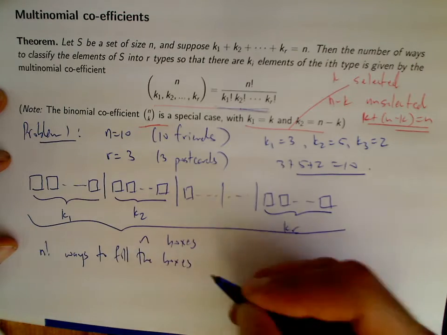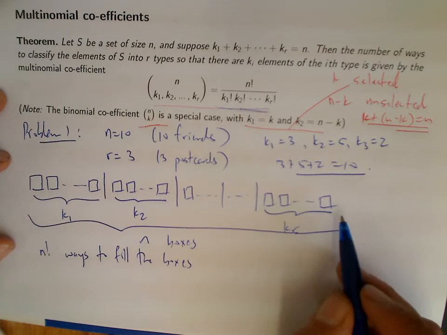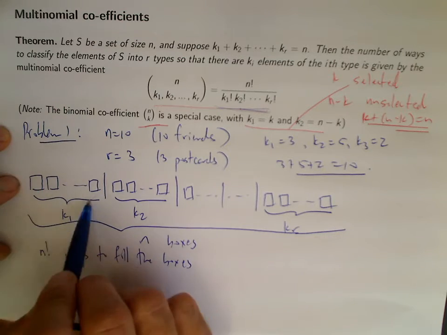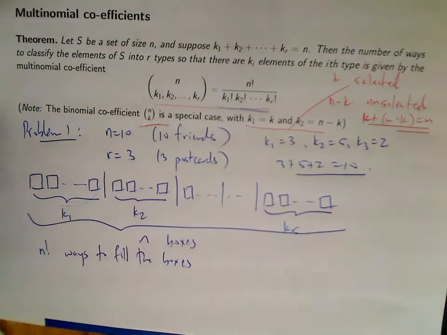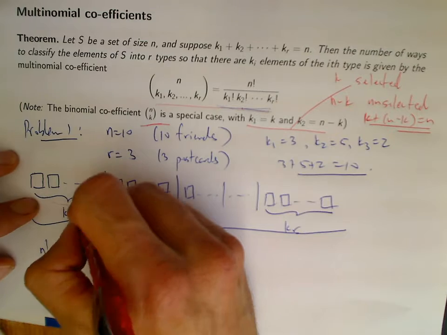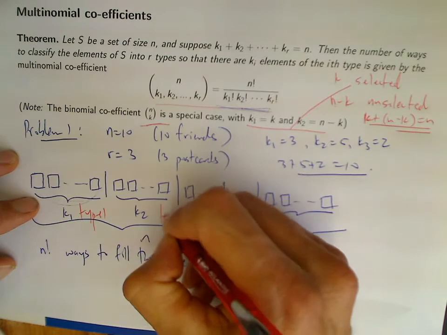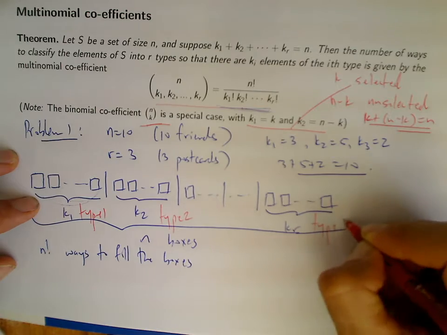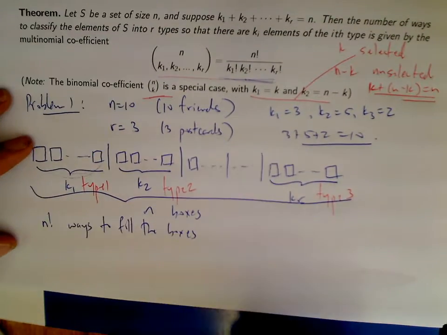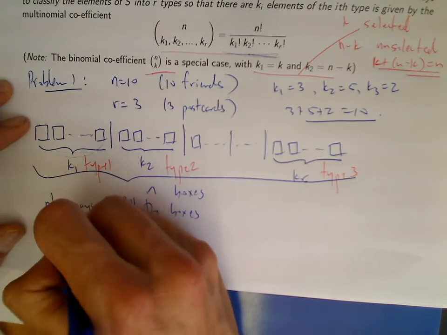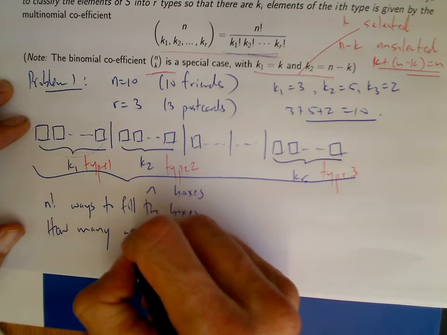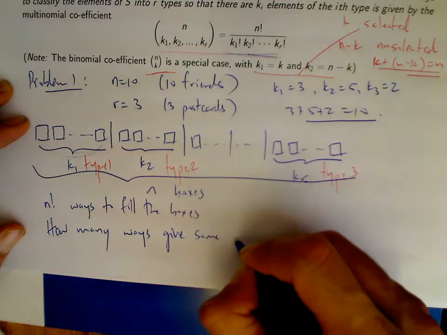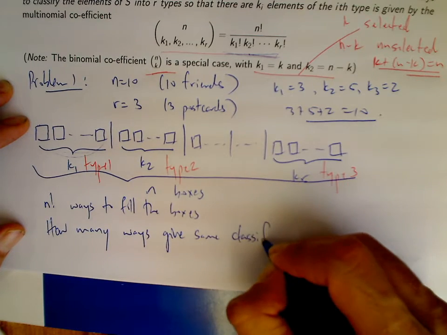Alright, so that's the n factorial orders in which we can fill these boxes. And then everyone that ends up in one of these first k1 boxes, that's going to be type 1. So these are all going to be type 1, type 2, up to type R. And so then the question is, how many ways to get the same outcome? How many ways give us the same classification?